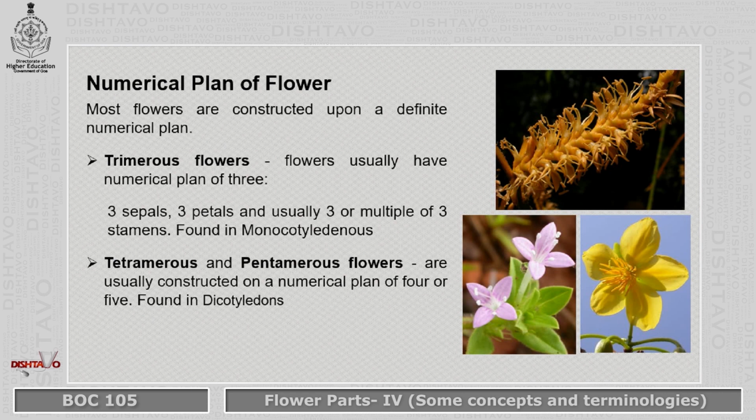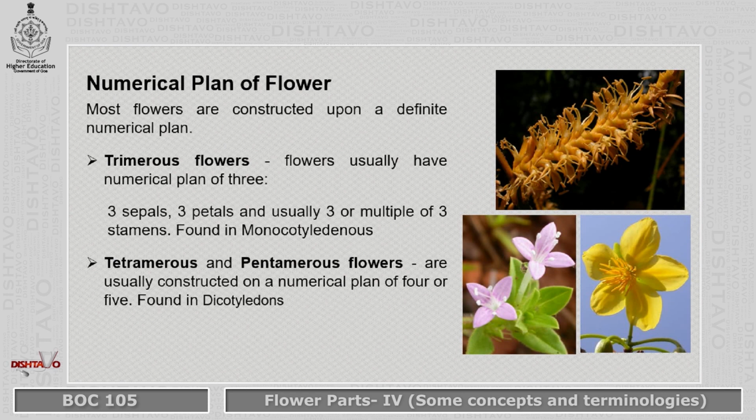So one concept is the numerical plane of the flower. Most flowers can be classified or observed to be constructed upon a specific numerical plane. The trimerous flowers usually have a numerical plane of 3, whereas 3 sepals, 3 petals, or the petals and sepals may be in multiples of 3. This can be found in monocotyledons. The androecium or gynoecium number will be in the multiples of 3.